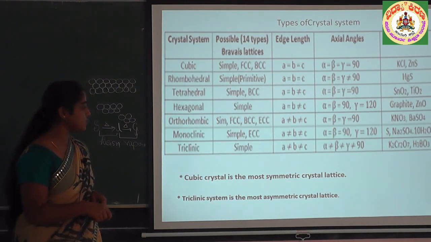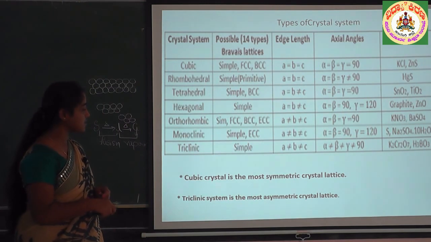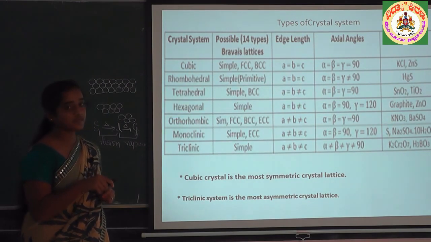Okay. The most important 2 points are here. Cubic crystal is the most symmetric crystal lattice. Why do we call this cubic crystal the most symmetric? Because see here, the edge length A equals B equals C.